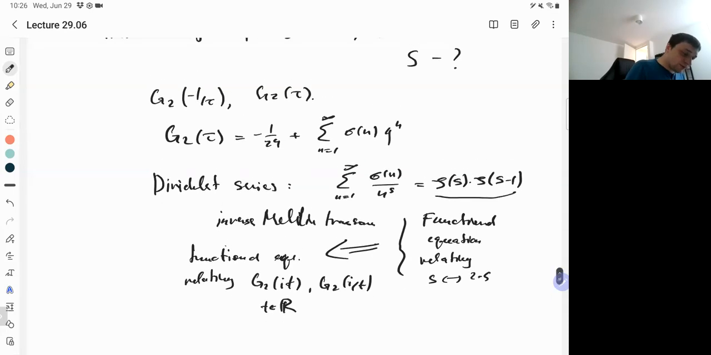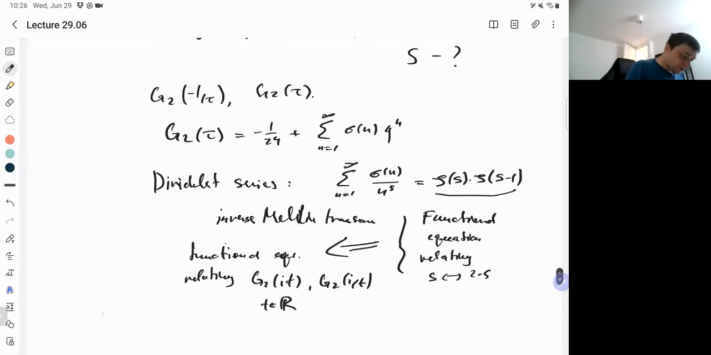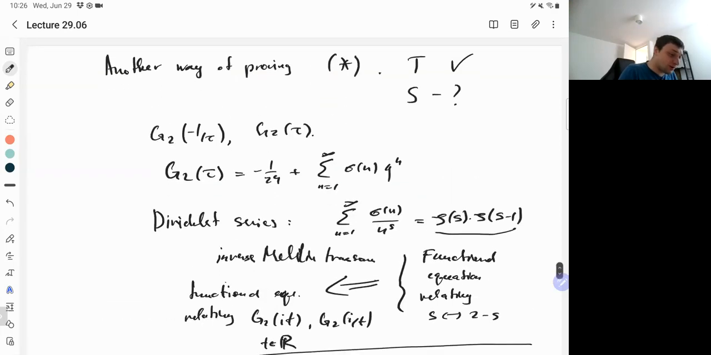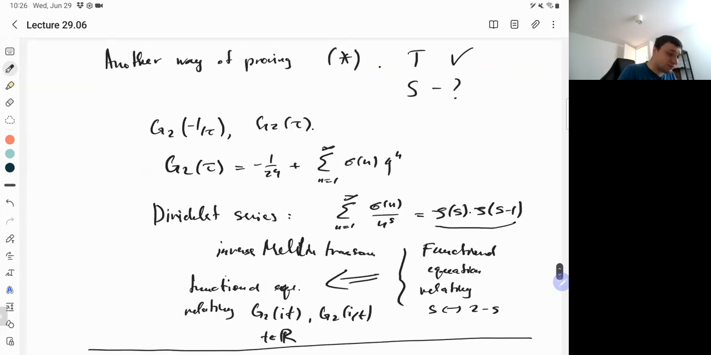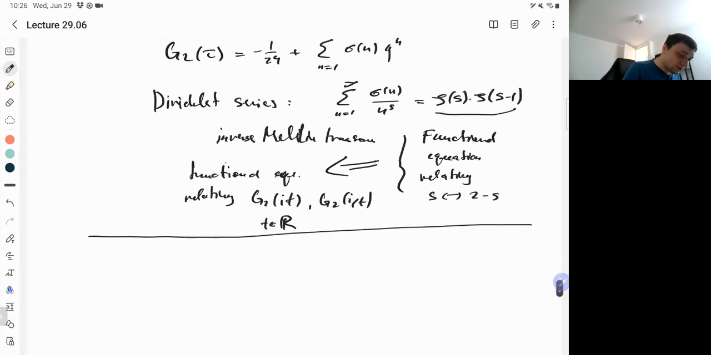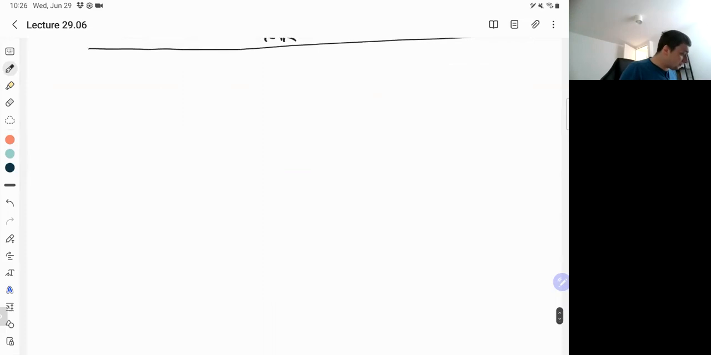So, again, this is very sketchy, but if you have some experience working with Mellin transforms, it's not a very difficult exercise. So there's two ways of seeing how G2 transforms, and both are a little bit technical, but not too bad. Okay, so that's about what I wanted to say about Eisenstein series for now.